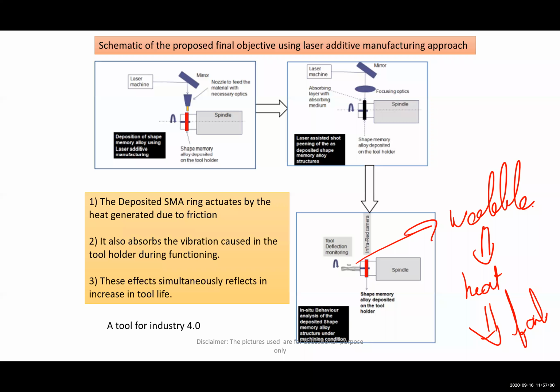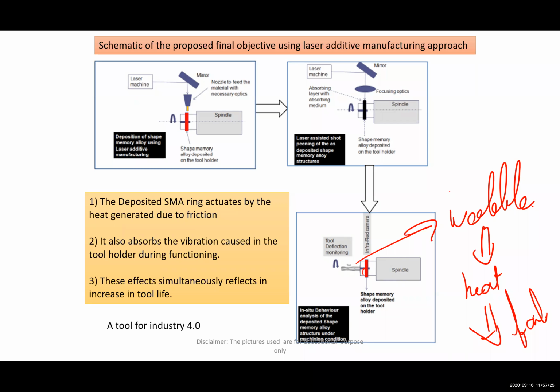To make it intelligent, I'm coating or depositing a shape memorized ring over these tool holders. What does this shape memorized tool holder do? Whenever wobbling happens on the tool, the heat which is generated will get transmitted to the tool holders. When it gets transmitted, the tool holders are capable of giving an actuation behavior, so that it will clamp the tool.